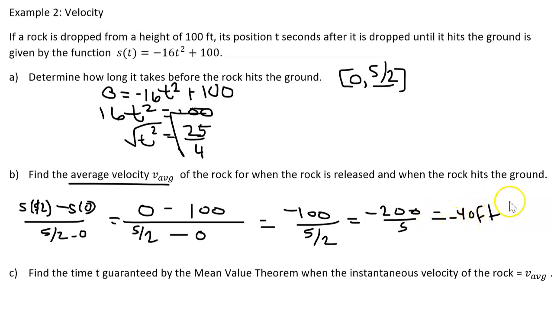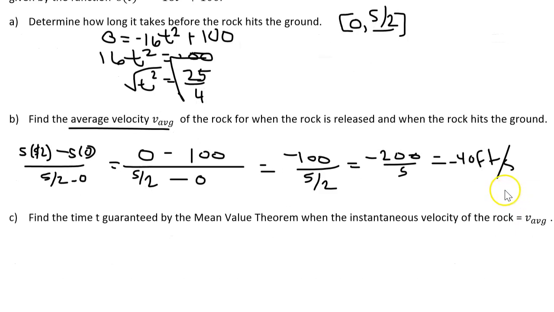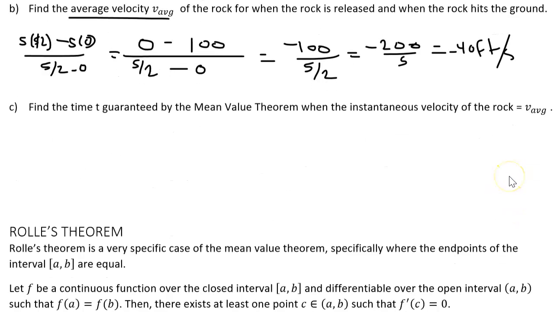And at this point, I like to just make sure logic, right? The rock is falling, so the velocity is negative since it's moving in a downward position. And we're good there with logic. Last question for this example. Find the time t guaranteed by the mean value theorem when the instantaneous velocity of the rock, so its velocity at the exact moment from 0 to 5/2, is equal to the average velocity of -40 feet per second.